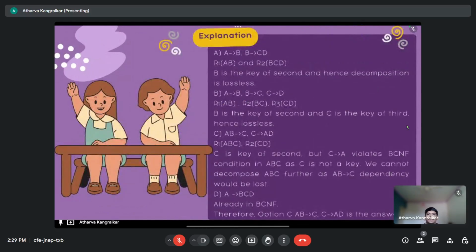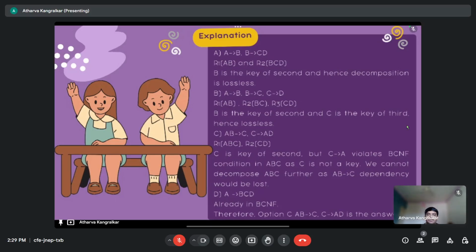Explanation: A to B, B to CD, R1(AB) and R2(BCD). B is the key of the second, and hence the decomposition is lossless. Option B: A to B, B to C, C to D, R1(AB), R2(BC), R3(CD). So B is the key of the second and C is the key of the third, hence lossless.